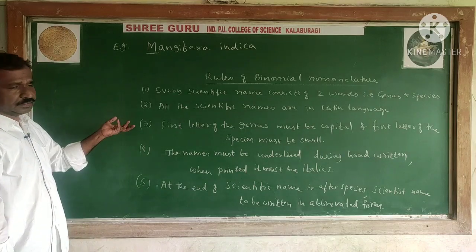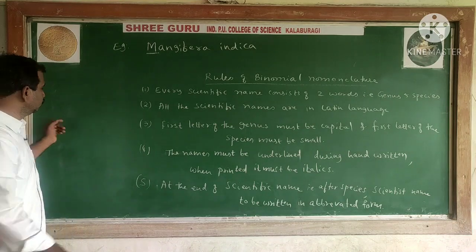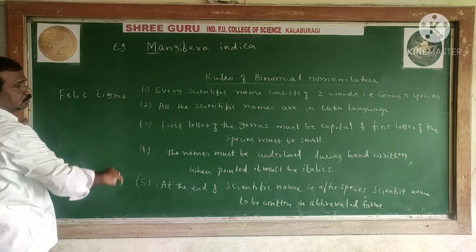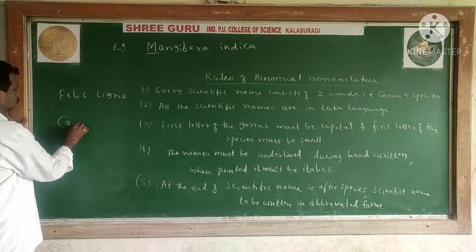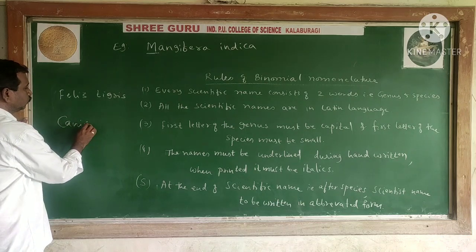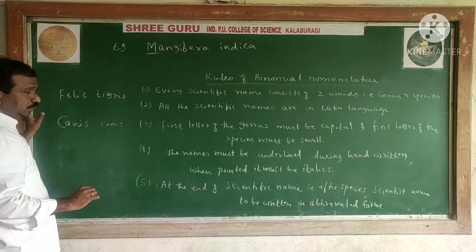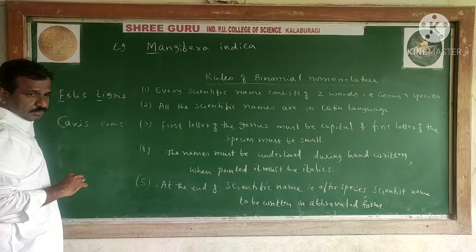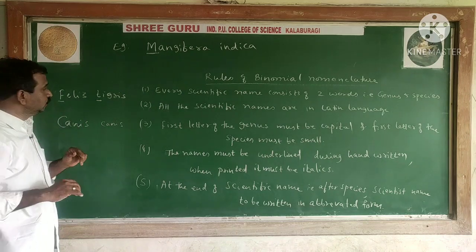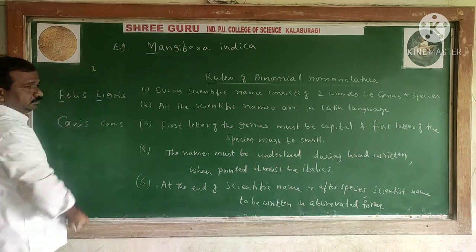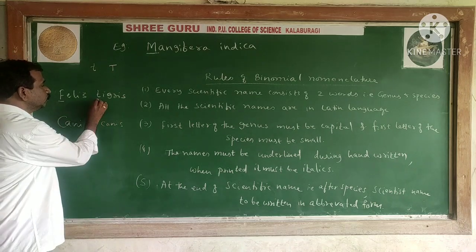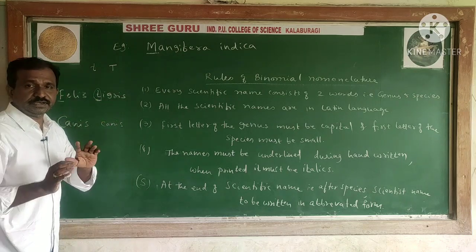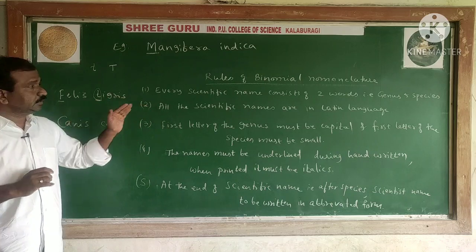Followed, everything you can observe the same thing here. For example, Felis tigris, Canis familiaris, dog. So now, Canis. Important thing is, first letter of the genus must be capital, first letter of the species must be small. Now, whenever we are writing in English language, tiger anta barivandre, we cannot write small t. Alli capital T ne barivu. This small letter, whenever we are writing scientific names. Scientific name baradaga matra rules applicable aagtave. Not in general, you can see that.